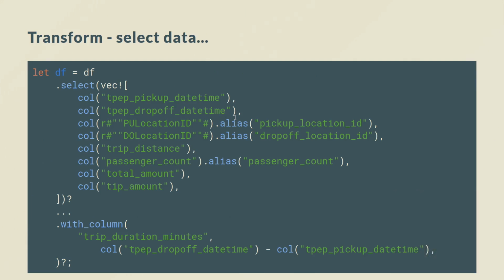Then you need to transform the data. So you essentially just select the columns that you're interested in. In this case, we picked the pickup and drop-off time, the locations, the distance, the passenger count, the total amount of the trip, and the tip amount. And then at the end, we compute the duration of the ride based on the pickup and the drop-off time.